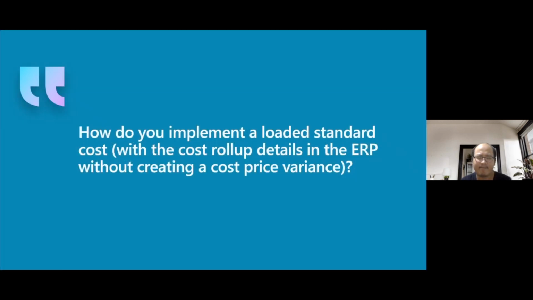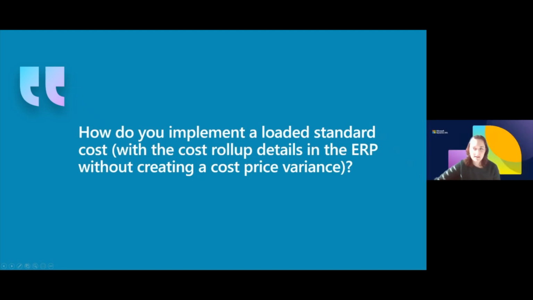Our next pre-submitted question is, how do you implement a loaded standard cost with cost roll-up details in the ERP without creating a cost price variance? I'll take this question. The answer is, for standard cost, if you load prices manually, there's no way to prevent a variance from being posted when transactions occur. For any items that you're going to use standard cost as a cost model, we recommend using the cost calculation function instead of just loading prices if you don't want to see that variance.